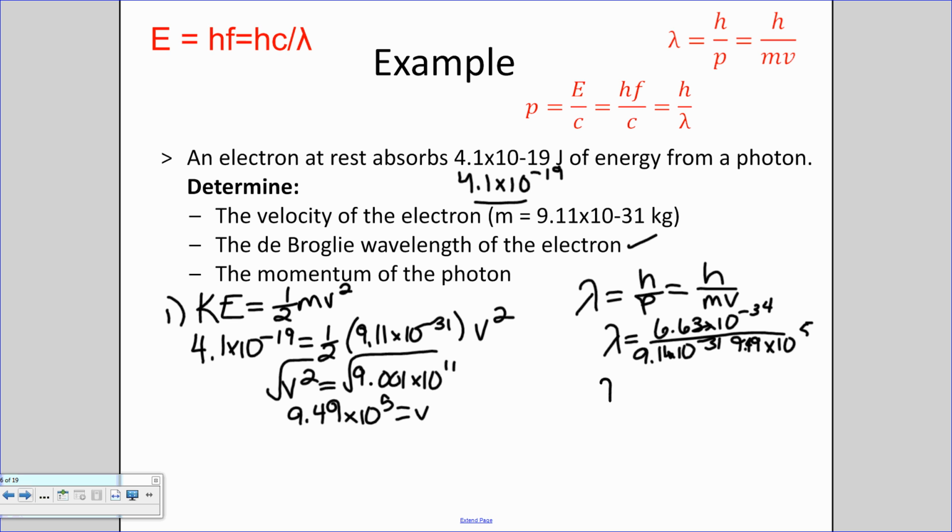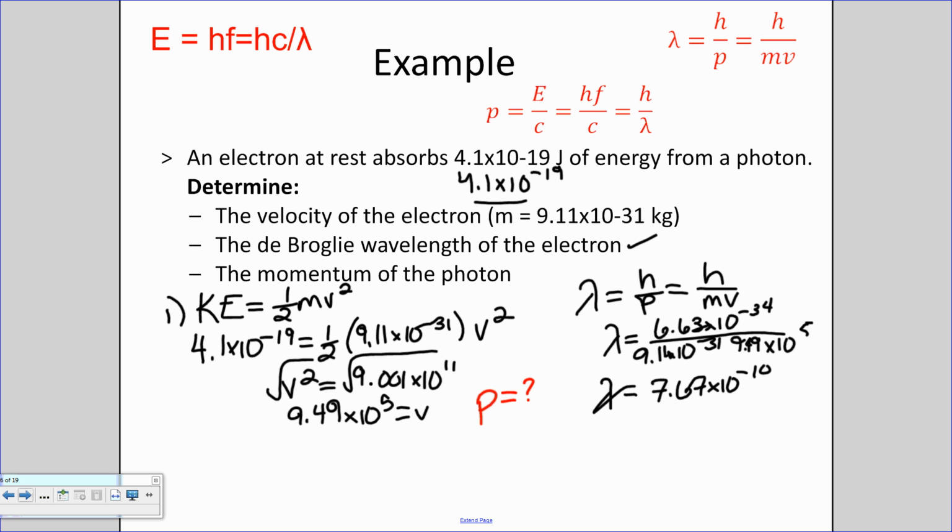And we get a wavelength equal to 7.67 times 10 to the negative 10th. And if I want my momentum for the third part, the momentum of the photon. All right, so momentum of the photon, not momentum of the electron. If we were using momentum of the electron, we would just do mass times velocity and we'd be good. We want momentum of the photon.